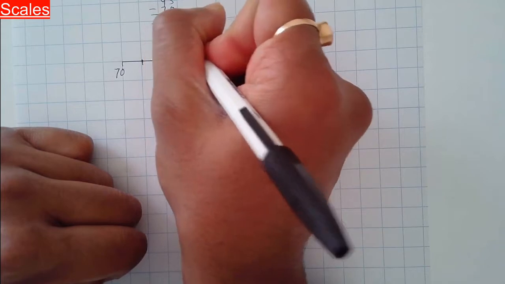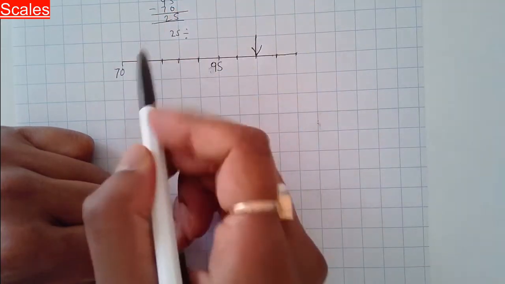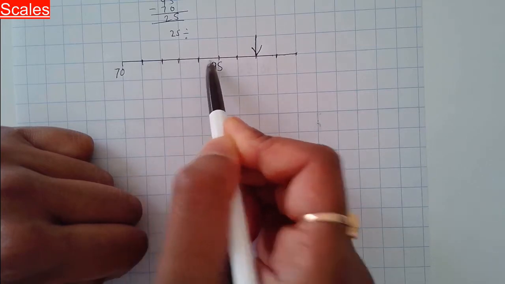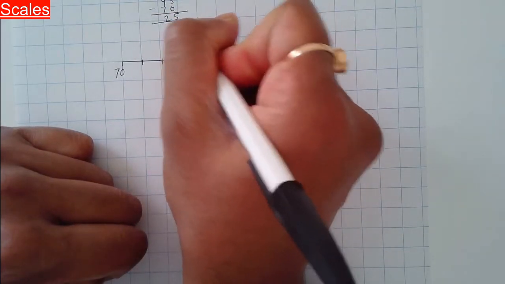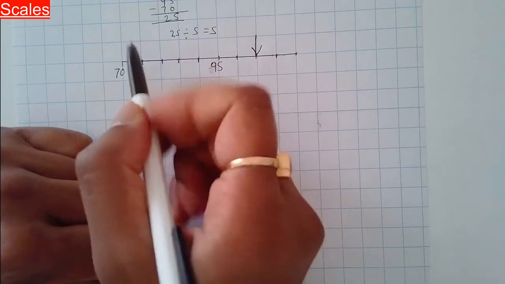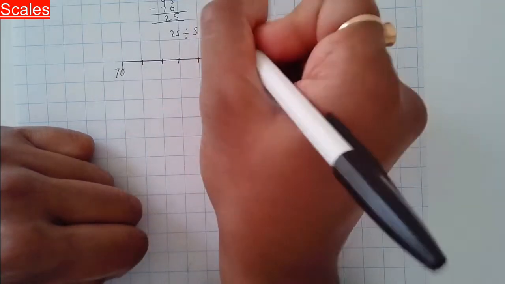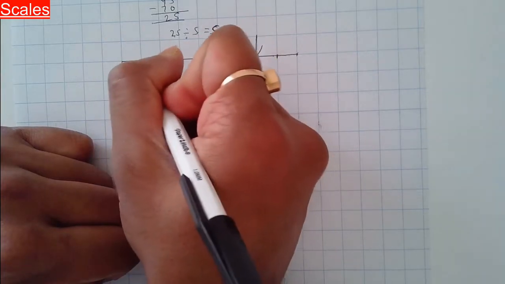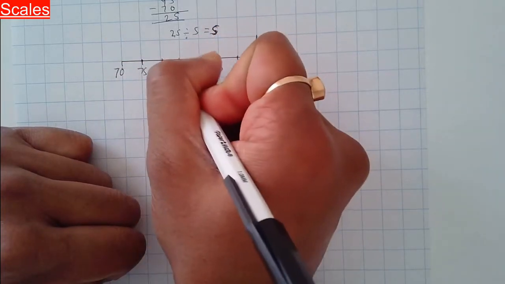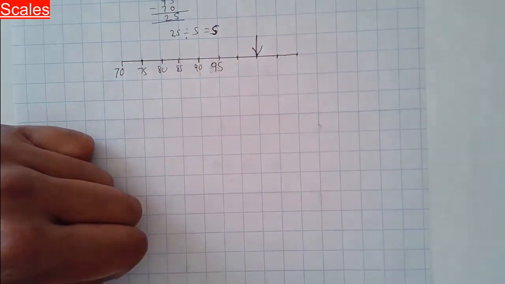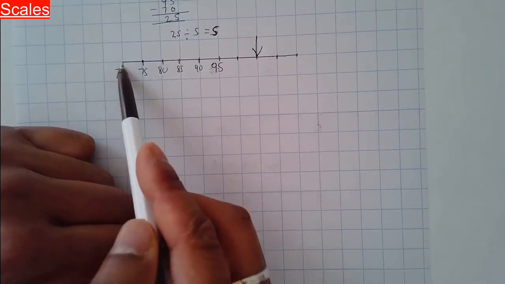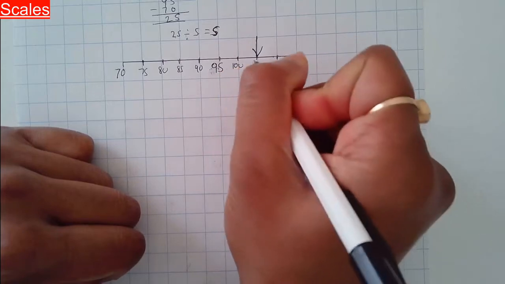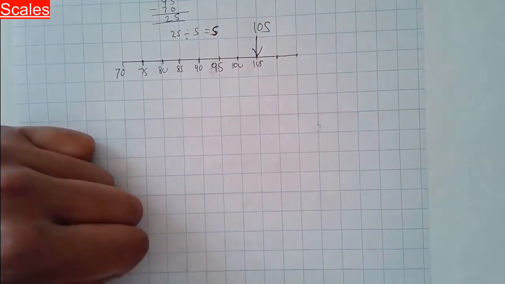So then you do the 25 shared by how many equal parts? How many equal sections? 1, 2, 3, 4, 5 equal sections. 25 divided by 5 is 5. So these are going up in 5s. Let's check. 70, 75, 80, 85, 90, 95. See, it works. So clearly these are going up in 5s. So that's 95, 100, 105. This one is 105.